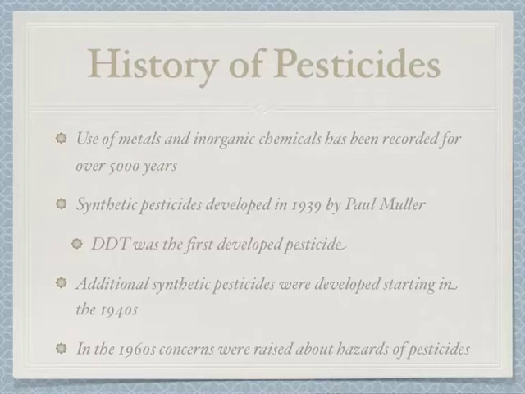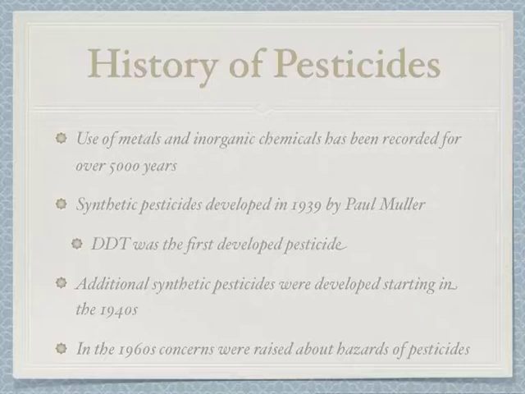History of pesticides. The use of metals and inorganic chemicals has been recorded for over 5,000 years being used as pesticides. This dates back to Sumerian times as well as Egyptian times. Synthetic pesticides were developed in 1939 by Paul Mueller. The first pesticide developed was DDT. This is a familiar pesticide because it was the one that we found in the 1960s to be causing environmental damage and to be bioaccumulating up the food chain. So that's why DDT was then banned later on.